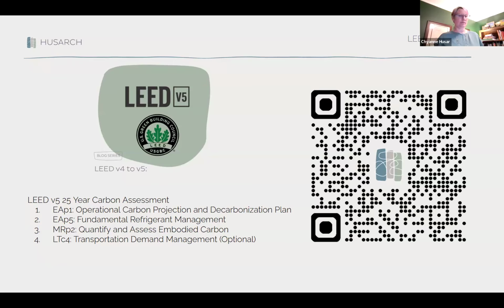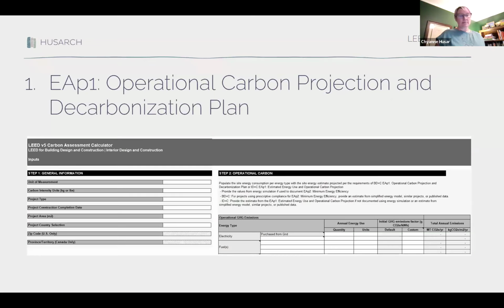So we've got two within the environment, or energy and atmosphere credits. We're looking at that embodied carbon within our materials, as well as that transportation demand for our location and project sites. So that being said, how do all of these concepts fit into LEED v5?